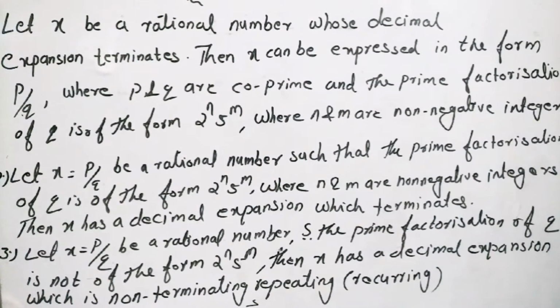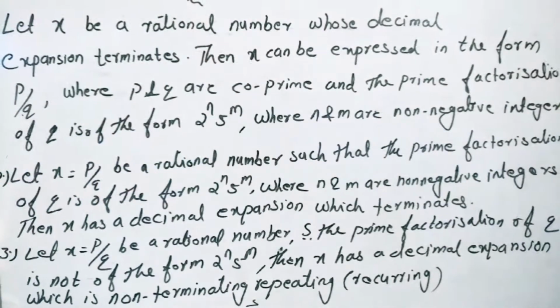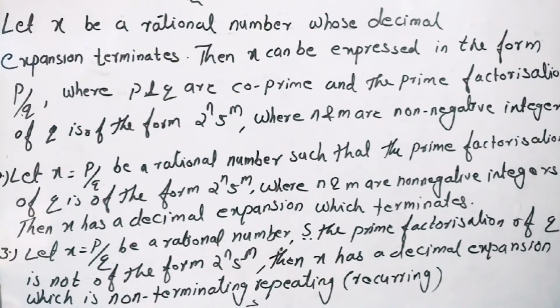The first theorem is: let X be a rational number whose decimal expansion terminates, then X can be expressed in the form p by q. Since it is a rational number, we can express X in the form p by q, where p and q are coprimes. p and q are coprimes means there is no common factor for p and q other than 1. That is the meaning of p and q are coprime.